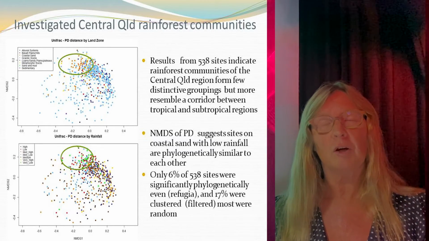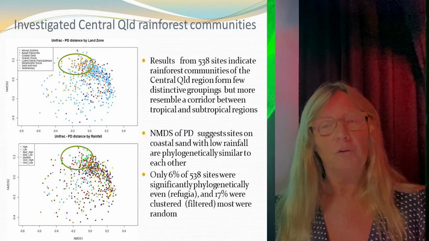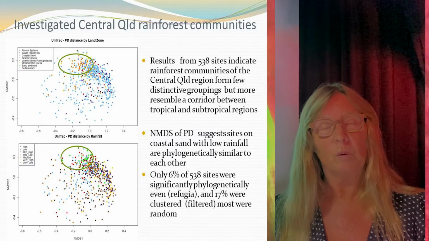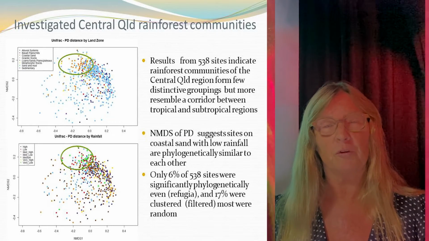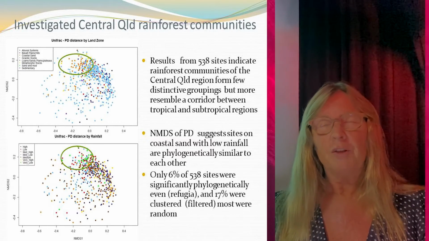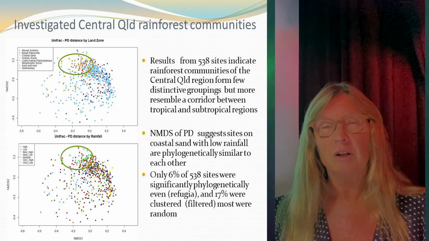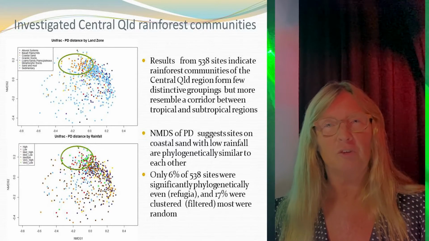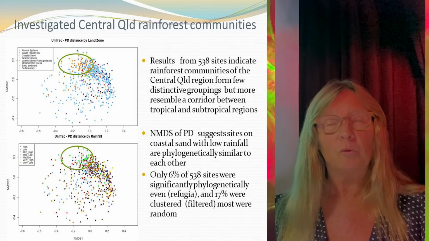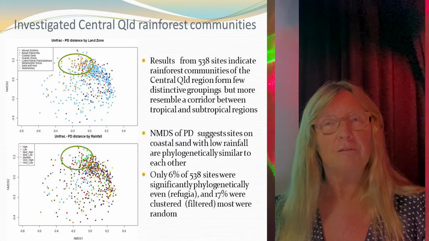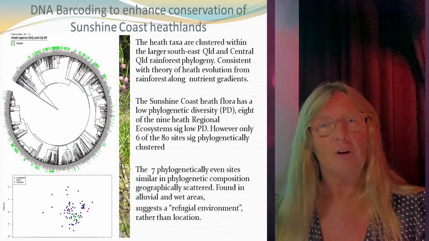You can see in this diagram, in the area encircled, that sites that were in coastal sand with low rainfall were phylogenetically more similar to each other. They're clustered, as indicated by the circles. We found that only 6% of our sites were significantly phylogenetically even, so it doesn't look like there are big areas of potentially refugial rainforest. We found 17% of the sites were, on the other hand, phylogenetically clustered, which is suggestive of some sort of environmental filtering.